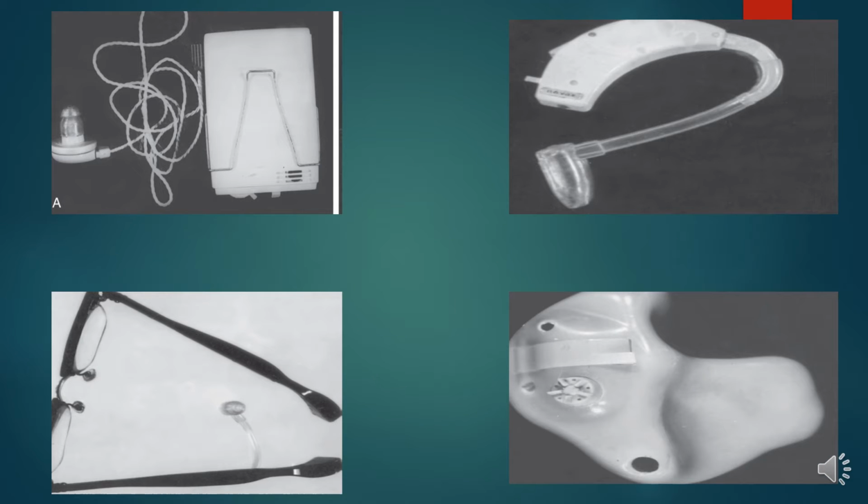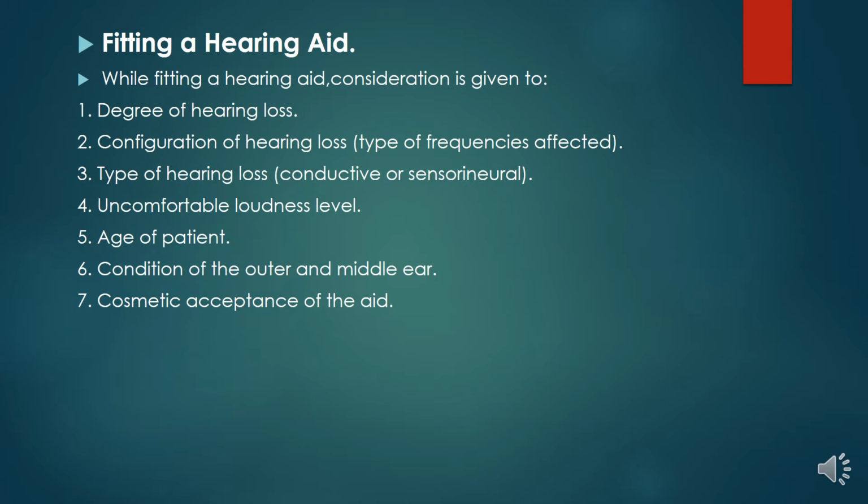This is the picture showing the types of hearing aid. First one is the body worn type, second one is behind the ear, third one is the spectacle type, fourth one is the in the ear canal type. Now, fitting of a hearing aid. While fitting a hearing aid, consideration is given to the degree of hearing loss, configuration of hearing loss, that is the type of frequency that is affected, type of hearing loss, whether it is conductive or sensorineural, uncomfortable loudness level, age of the patient, condition of the outer and the middle ear and cosmetic appearance of the aid.